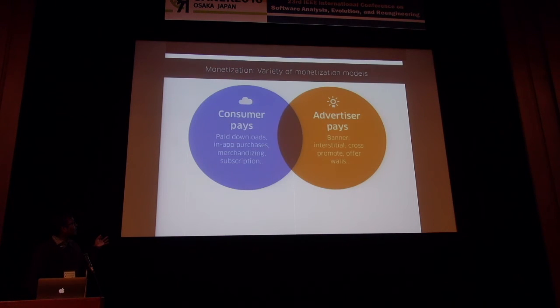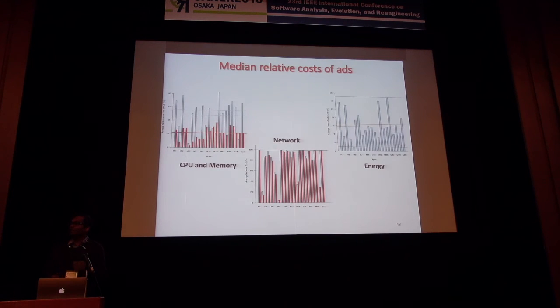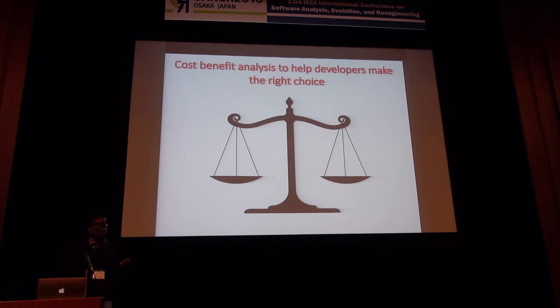Finally, when it comes to monetization, there are two ways: either the consumer pays or the advertiser pays. We found that advertisements can be very expensive. They can consume more energy, more network, and more performance. And so there's an interesting challenge of how do you provide information to developers on a cost-benefit analysis?